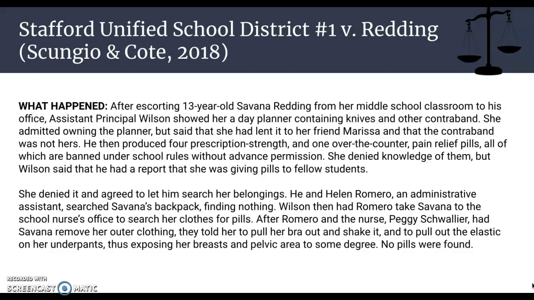Wilson said that he had a report that she was giving pills to fellow students. She denied this and agreed to let them search her belongings. Then he and Helen Romero, an administrative assistant, searched Savana's backpack. They found nothing. Wilson then had Helen Romero take Savana to the school nurse's office to search her clothes for pills. After Romero and the nurse, another female, had Savana remove her outer clothing, they told her to pull her bra out and shake it and to pull out the elastic on her underpants, thus exposing her breasts and pelvic area to some degree. No pills were found.